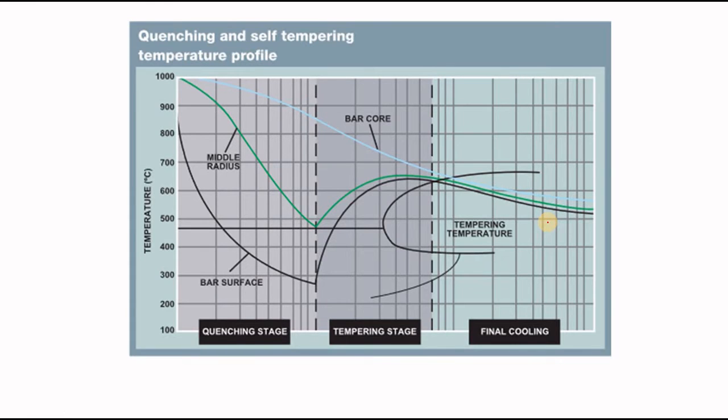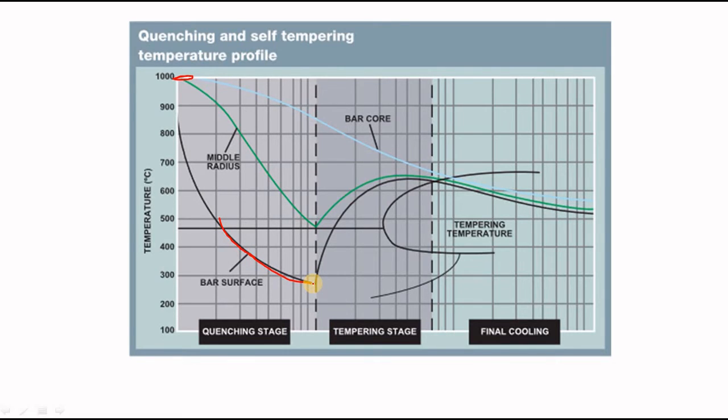If you look at the temperature profile, you can see here that initially at the core the temperature was almost near about 1000 degrees centigrade. But whenever you start the quenching process, at the surface, this is the surface profile. At the surface the temperature drops drastically and the martensite forms.